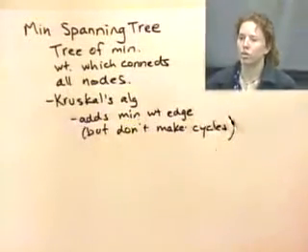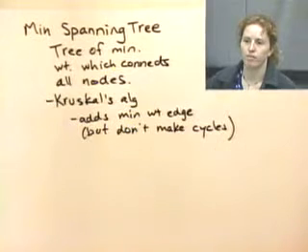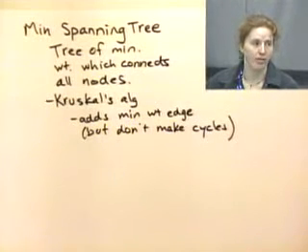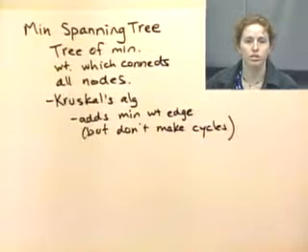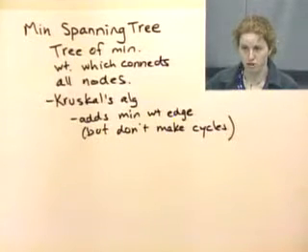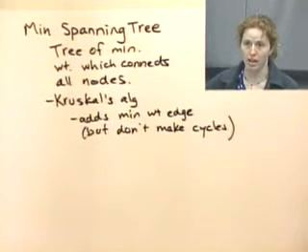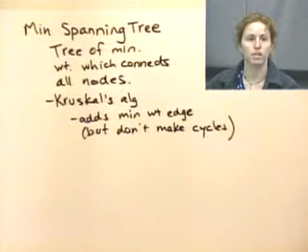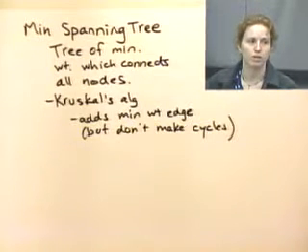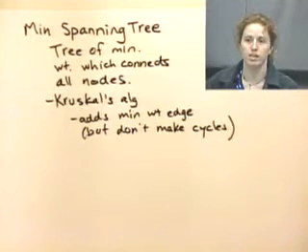Okay, what if you have two edges that are the same weight? You can pick a random one, so it doesn't matter. You can just pick whichever one, and you'll still get the same minimum weight. It might be a different tree, so you might have different solutions, but you'll have the same total weight.